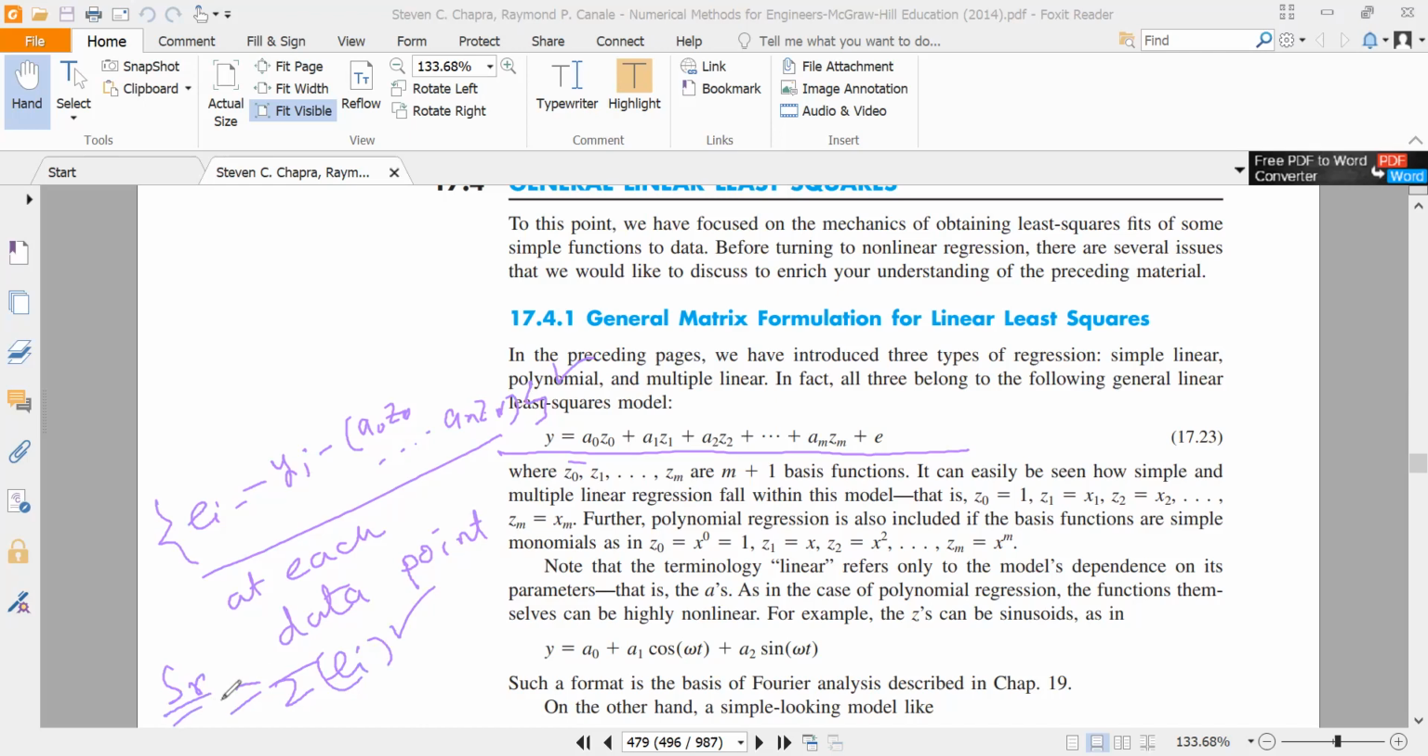Your Sr will be a function of a0, a1 through am. That means you need m equations, but you cannot always find the derivatives so easily to put the equations into matrix form. In that case some other technique will be followed, but the general case can be put into matrix form with the assumption that the elements of the matrix are calculable.